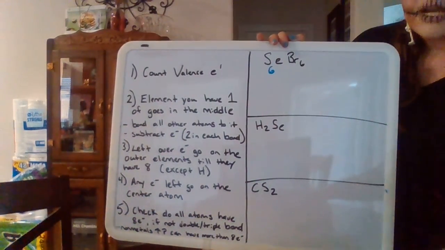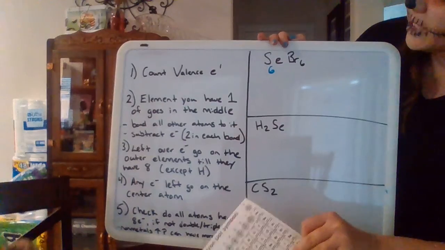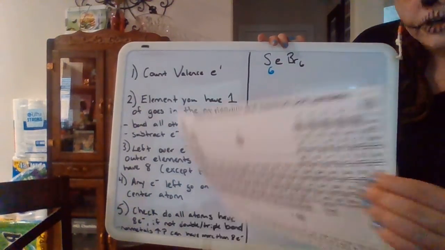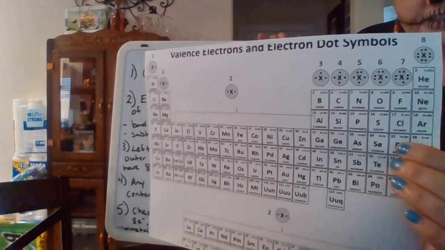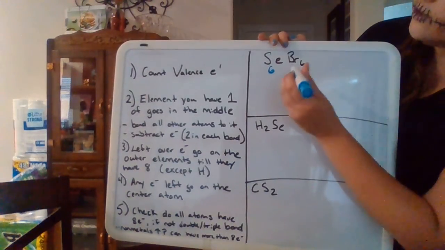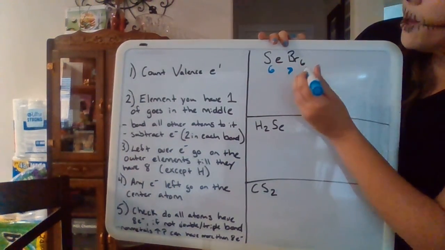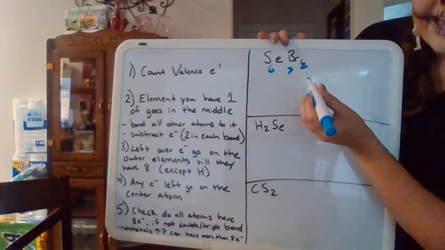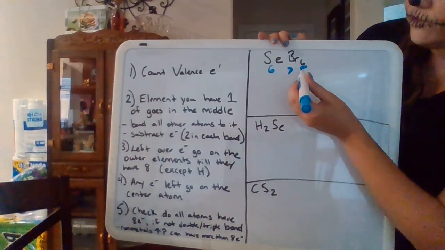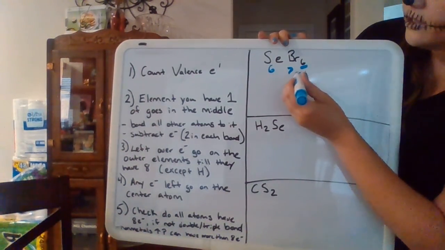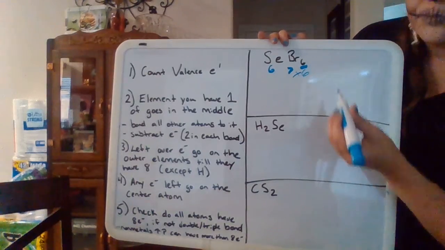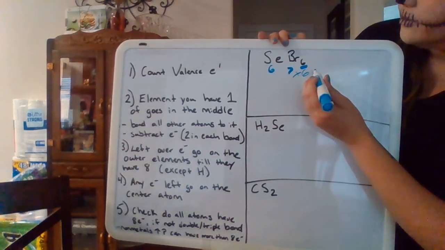Okay, next, Br. Okay, so Br is right here. So that's bromine, and it's in the 7th column. So there's 7 valence electrons that it has. But there's 6 bromines. See how it says SeBr6? There's 6 of those bromines. So it's really a 7 times 6. I'm writing with my left hand. This is difficult. Okay, there we go.